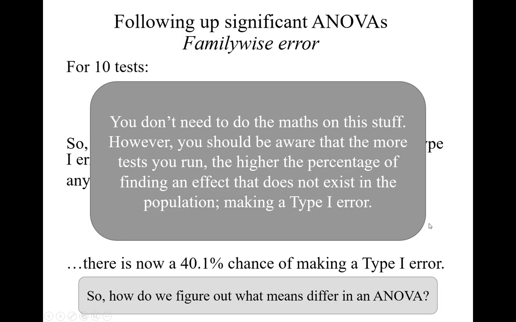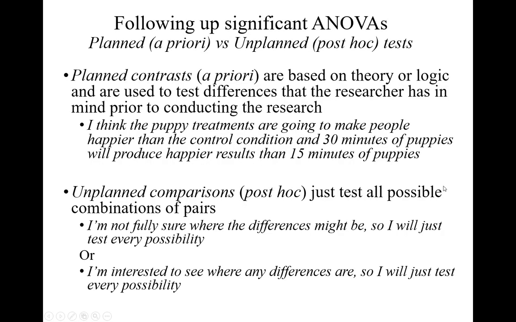So how do we figure out what means differ in an ANOVA then? That's where these next exciting little tests come in. There are two main types, as I said before: planned contrasts and unplanned comparisons.